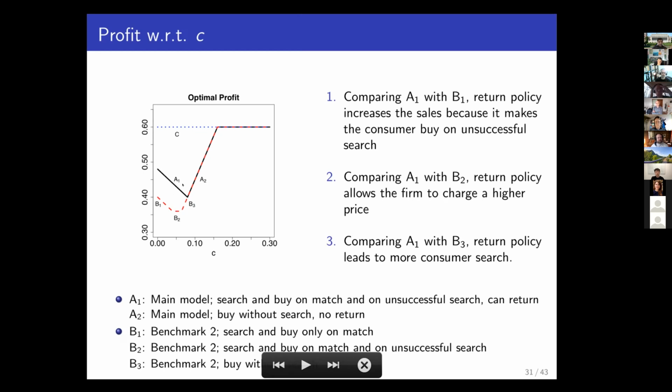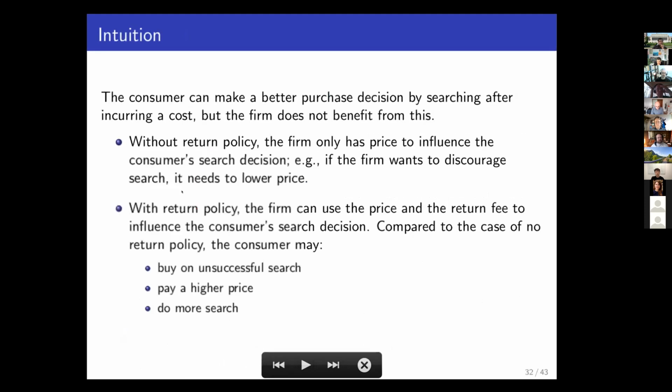If you compare A1 with B3, the return policy is actually leading to more consumer search, right? So in B3, this region in the model with only search and no return, the consumer wasn't searching, but here the firm is making the consumer search. And so even though search sort of hurts the firm as such, a return policy can make the consumer search more.